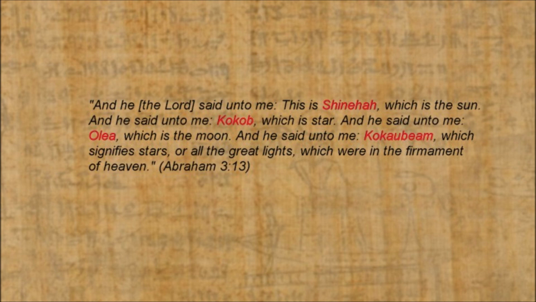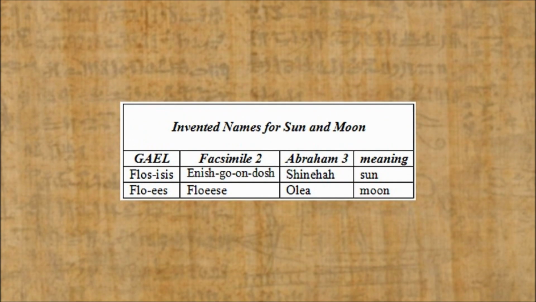Note also that it is inconsistent to argue that Smith added the Hebrew words in 1842, while at the same time asserting that Shinha in the same passage was not added, but is evidence that Abraham 3 was dictated in 1835. Another observation to make is that Shinha and Oleah are said to mean sun and moon, but this departs from the Gale, which names the moon Flo S and the sun Phlos Isis.